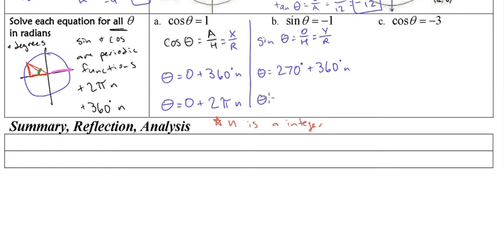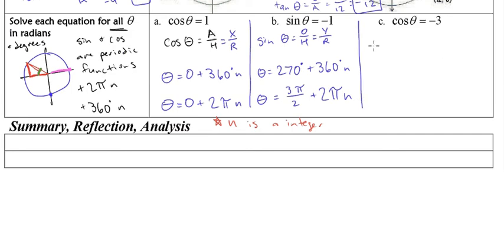In radians, well, remember, pi is 180, and 90 degrees, that right angle, that's pi divided by 2. And so pi divided by 2 multiplied by 3, that's where we get down here. And so that's 3 pi over 2, and then plus 2 pi times n. There's all our values that give us a sine value of -1.